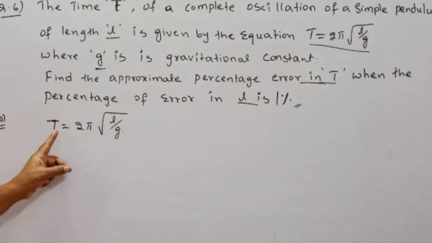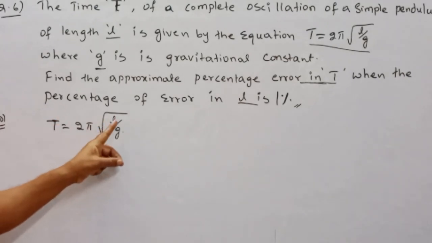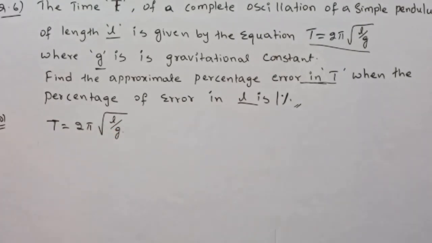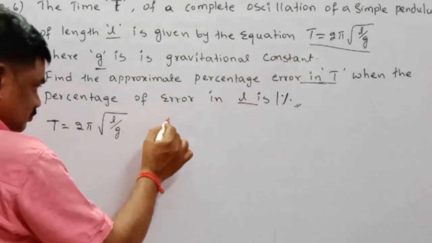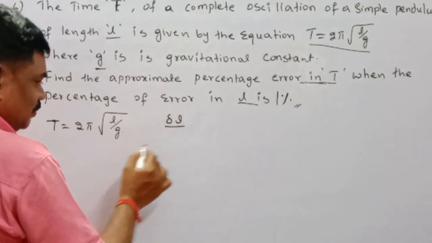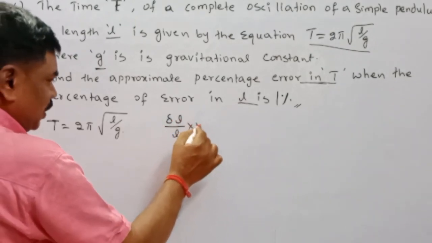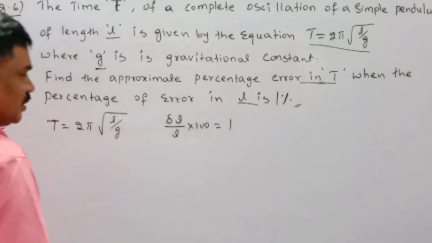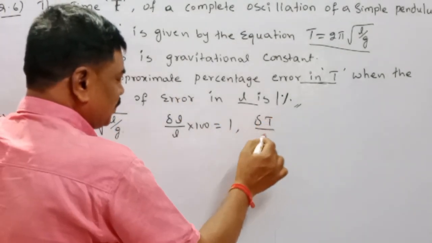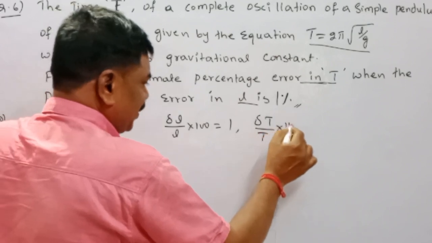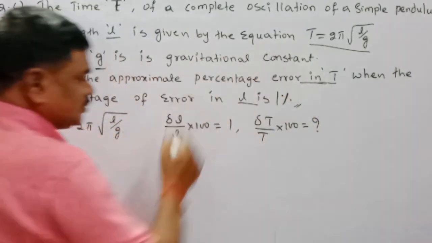We have to find the percentage error in T, and the percentage error in L is given. Percentage error in L, delta L by L into 100, is equal to 1. We have to find delta T by T into 100 is equal to what?